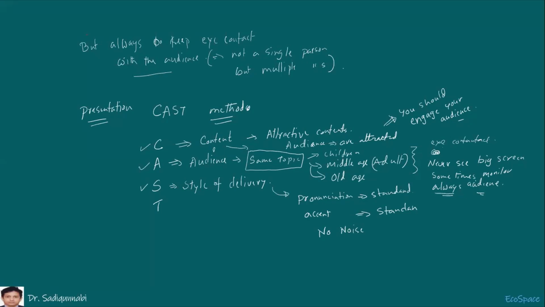Now tell me, what is T? What is T? Text maybe. No, text is content. T is for time bound. You must be in time. You must know where to start and where to finish within the stipulated time.